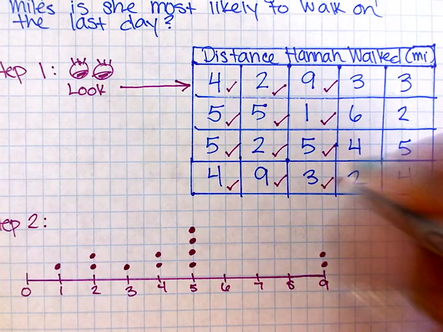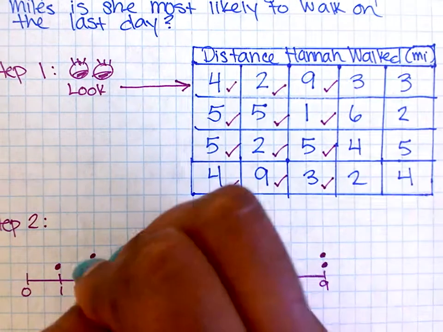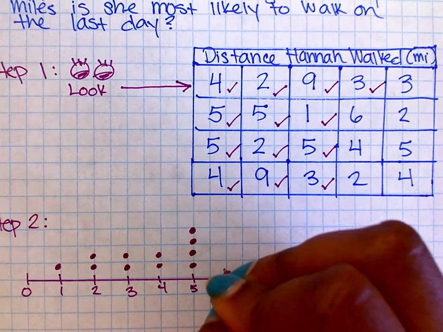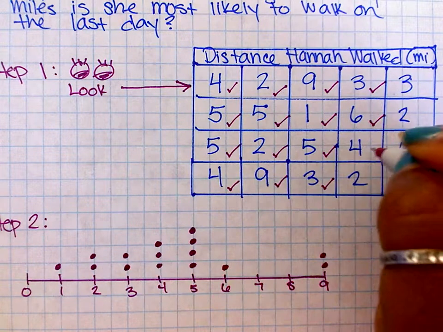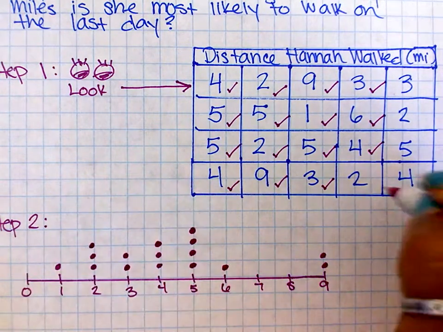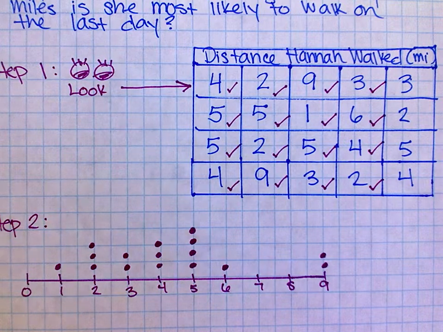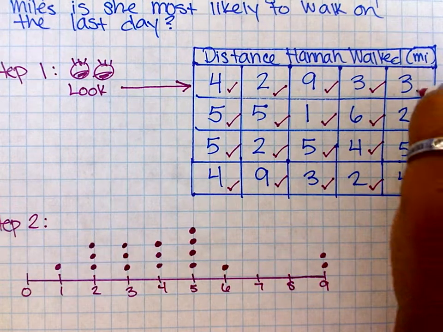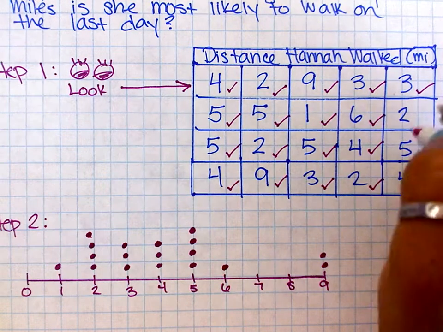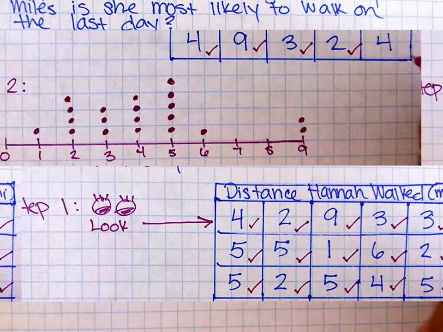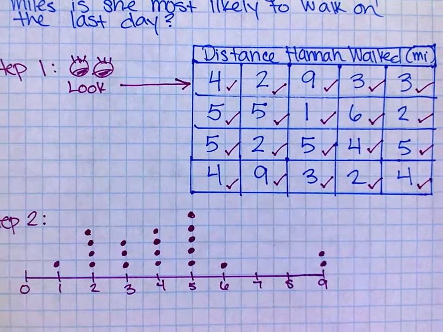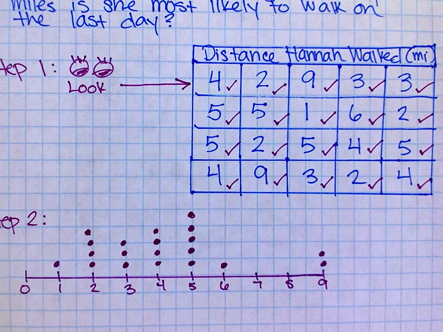3. Check that off. 2 more columns. 3 again. 6. 4. 2. 1 more column. 3. 2. 5. And 4. So again, I like to check them off as I go, or you can make an X or color it in, whatever you need to do so that you make sure you get all of the numbers.